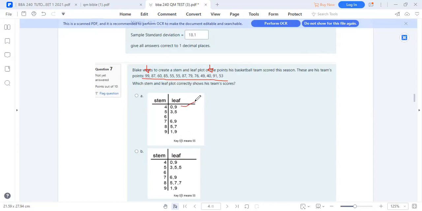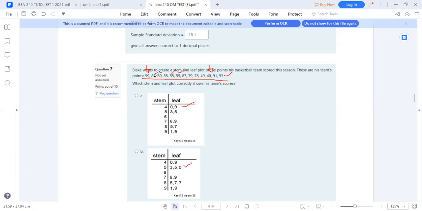Then we go to the 50s. So 50s, we have what? 53, which is there. 55, and another 55. So this one is out because it only gives us what? 155. So maybe this guy stands a chance. So this one is correct. Then we go to the 60s. Do we have any 60s?